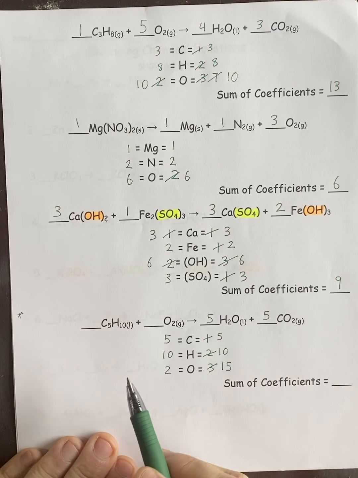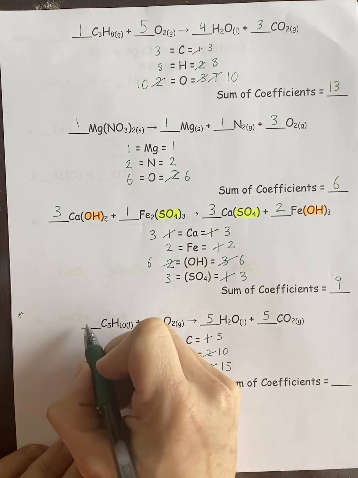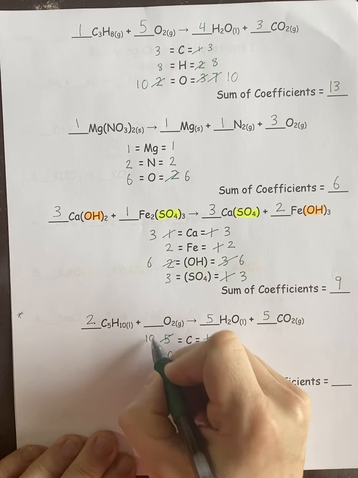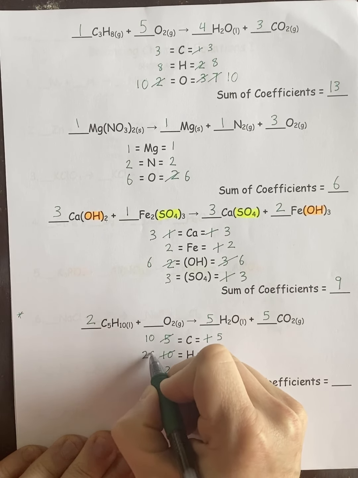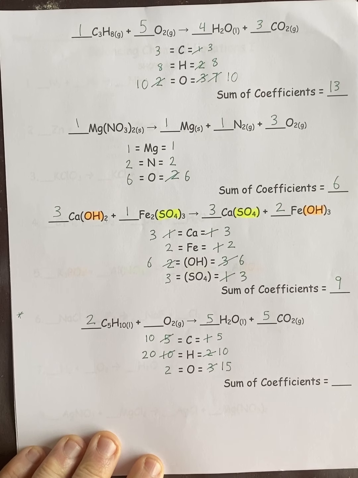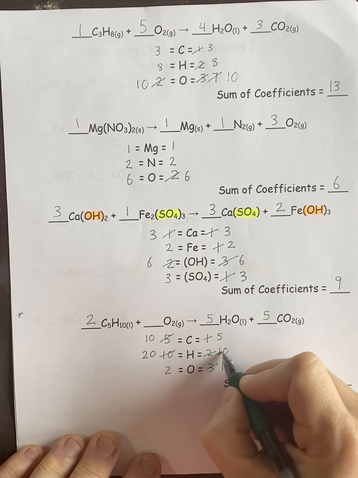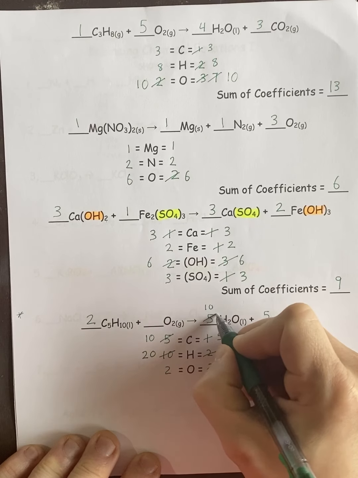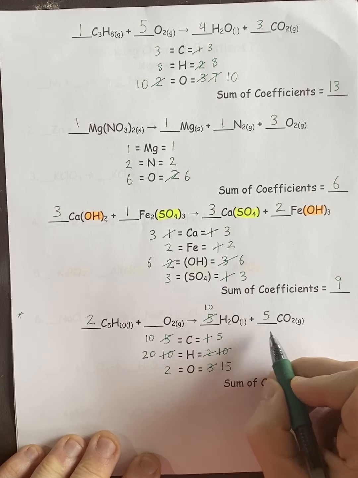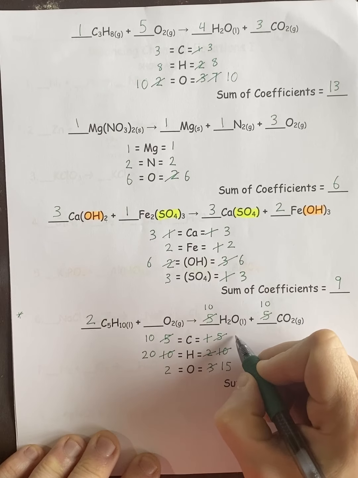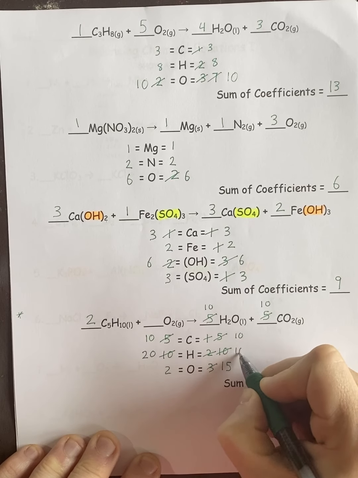So in order to really solve this, watch what happens. If I make this a 2, that's going to give me 10, 20, and still 2. And then as a result of that, I'm going to need double the amount of H's. So instead of a 5, I'm going to need a 10. And I'm going to need double the amount of carbon. So instead of a 5, I'm going to need a 10. That should be a 10 there.